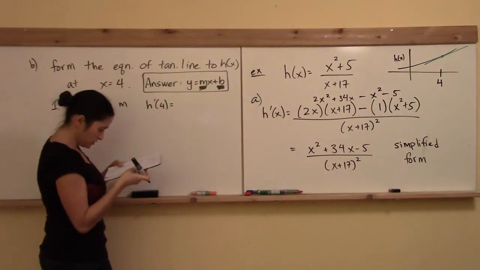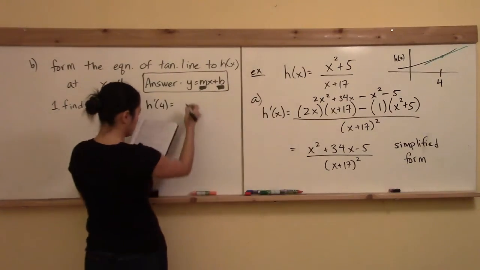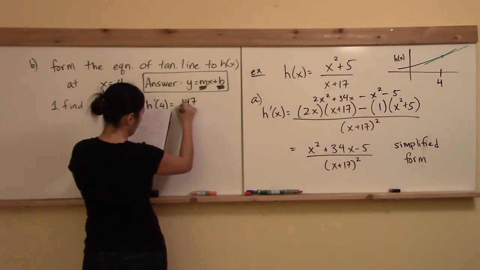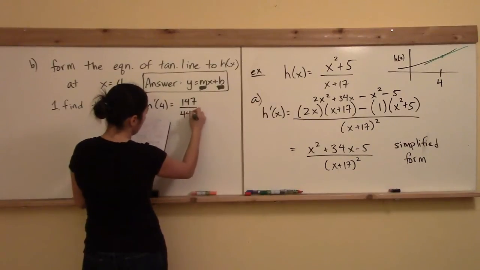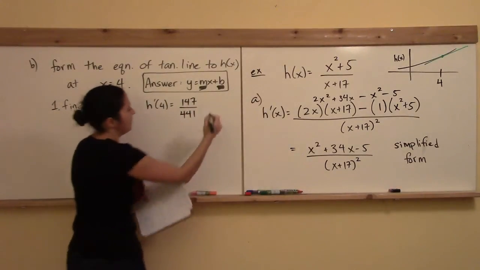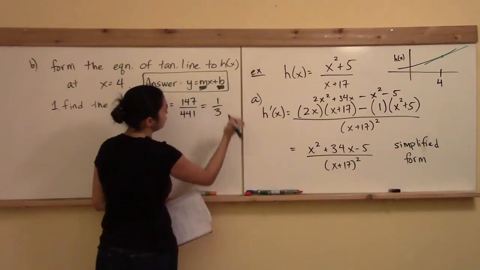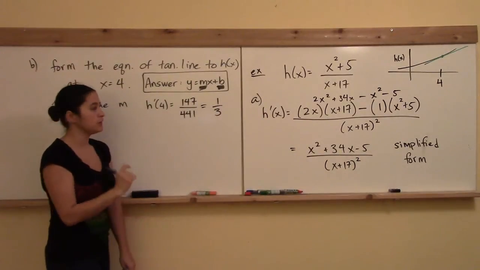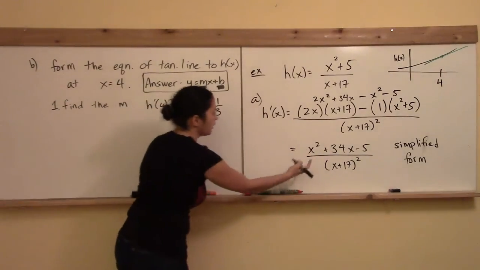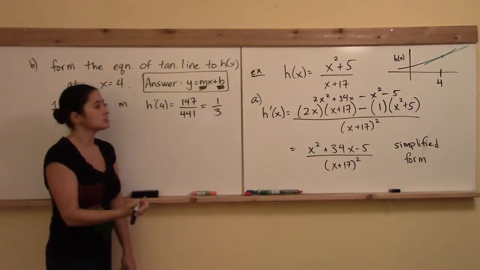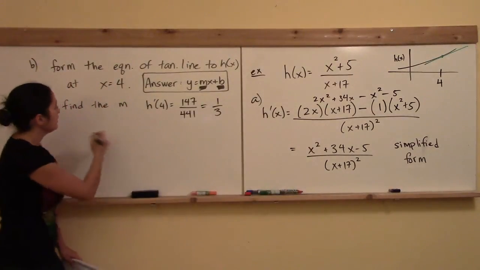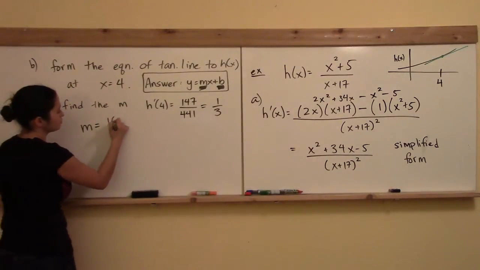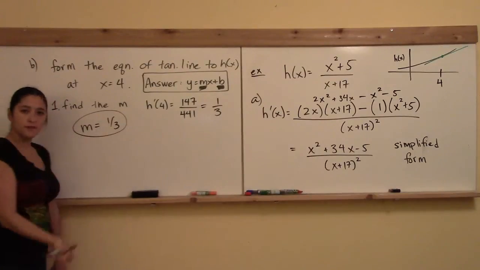And I've done this, and I tried to double check myself this time. No typos, I hope. I got 147 over 441, and that actually simplifies down to 1/3. Okay, so if you plug in the number 4 on top and bottom, you should get a fraction that simplifies to the number 1/3, and so that means the m, the slope of the tangent line, is 1/3.